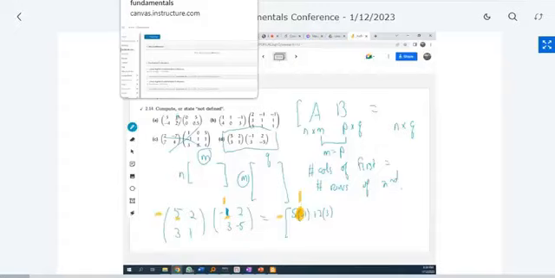Now, if I wanted to get this entry, let me go back to highlighter. Highlighter's here, so I'll do green. If I want this entry here, well, it's the first row and the second column. That means I take the first row of the first matrix. The row is determined on the first matrix. The column is determined on the second matrix. So I'm going to take this row times this column. Let me erase that. So that's going to be 5 times 2 plus 2 times minus 5.